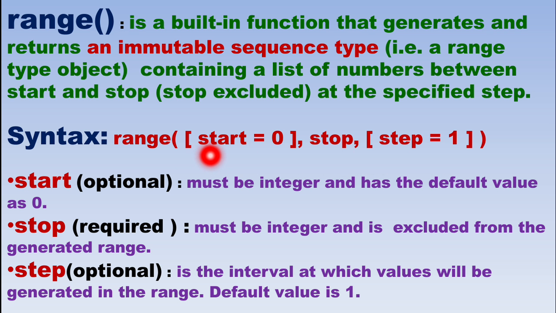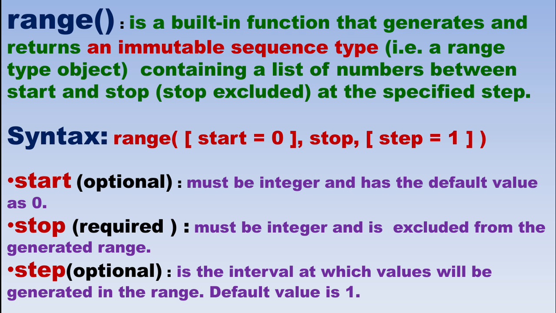Now starting from this value till this value at this specified step, the range of values is generated, and that particular sequence which is generated is immutable sequence. You can't change its elements in place. Okay, and then that sequence is returned. But remember, the value which you specify for stop is not included, it is excluded.